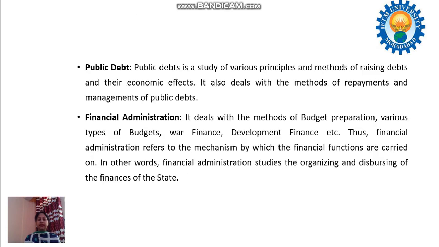Next is public debt. Now, public debt is a study of various principles and methods of raising debts and their economic effects. It also deals with the methods of repayment and management of public debt. Public debt occurs when there is a gap between the expenditure and revenues. When expenditure exceeds the revenue, there occurs a gap which is known as deficit, and that gap can only be fulfilled with the help of borrowing, either from the financial institutions or other financial markets.